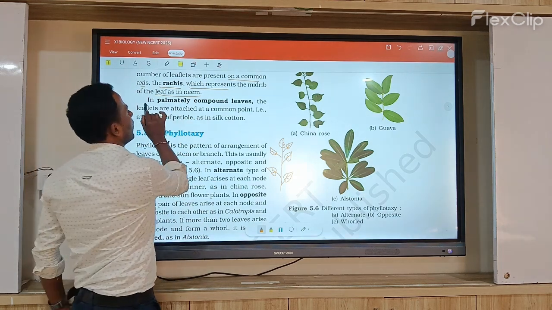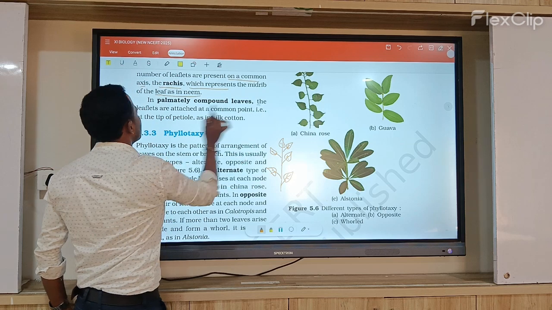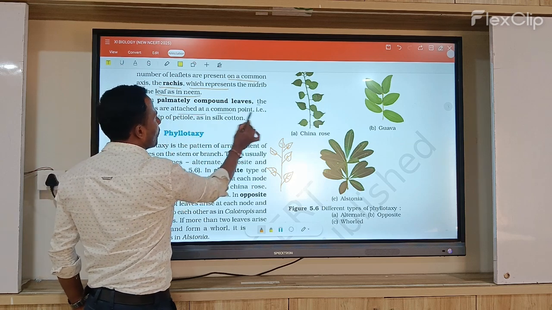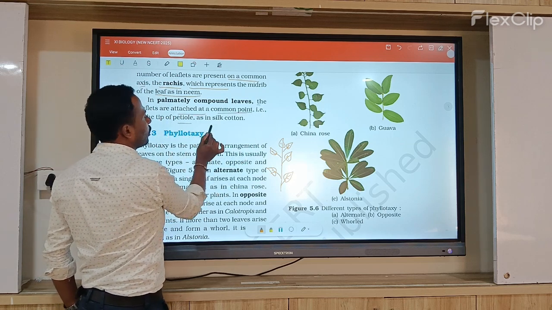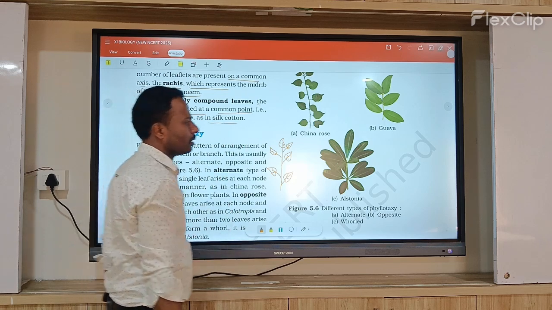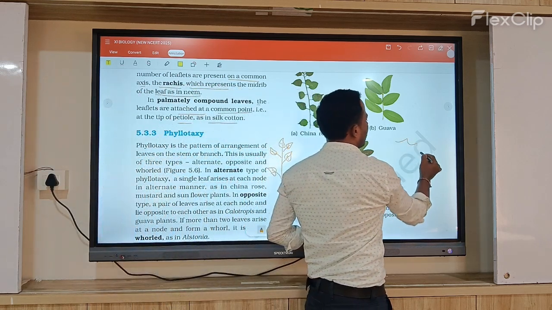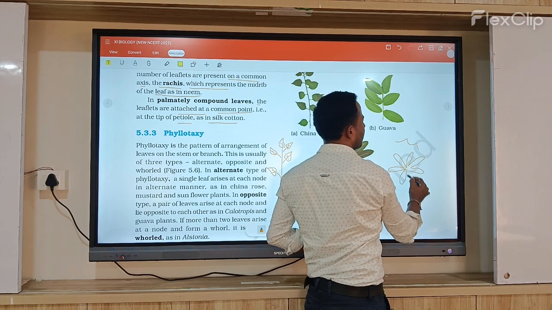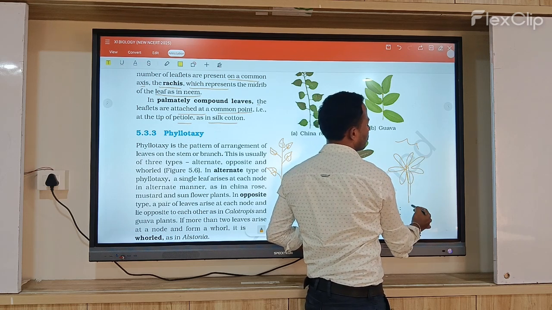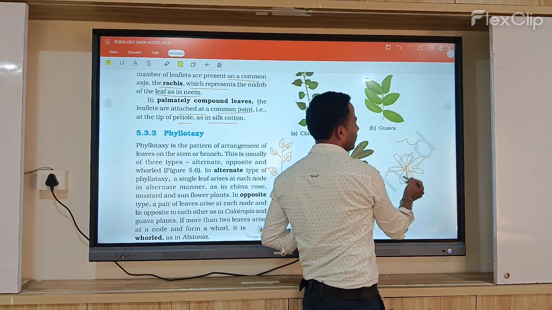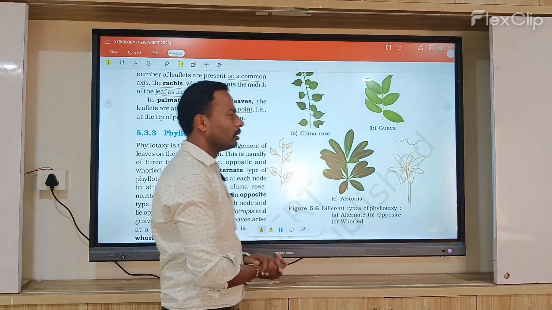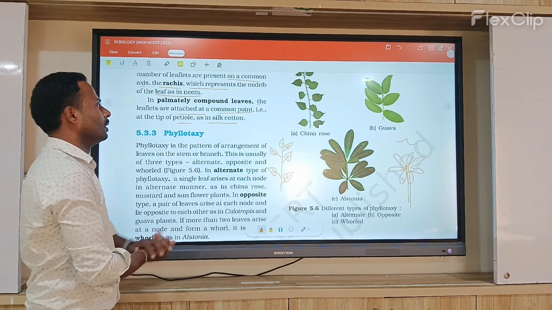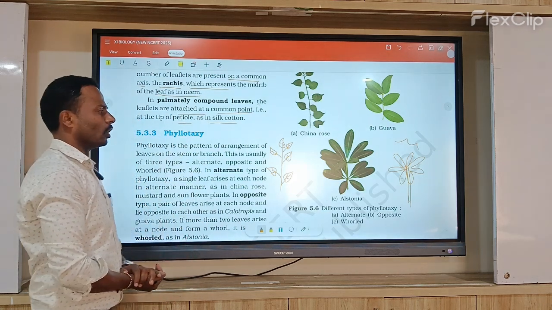And the second one is the palmately compound leaf, in which the leaflets are attached at a common point, the tip of the petiole. Example: silk cotton. Here, at the tip of the petiole, the leaflets are formed. This is called what? Palmately compound leaf. Example, silk cotton.